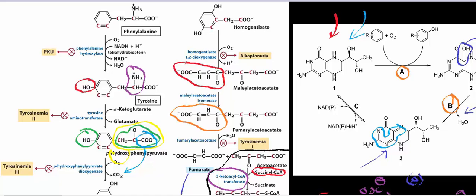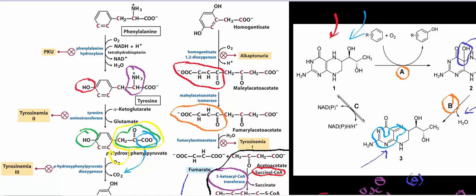Another one is called alkaptonuria. If you have a deficiency of homogentisate 1,2-dioxygenase, you get alkaptonuria, and what essentially happens is homogentisate builds up. And you get things like early onset arthritis and all sorts of nasty things like that. And certainly you can see that we also have tyrosinemia. Tyrosinemia 2 is a deficiency of tyrosine transaminase. Tyrosinemia 3 is a deficiency of para-hydroxyphenylpyruvate dioxygenase.